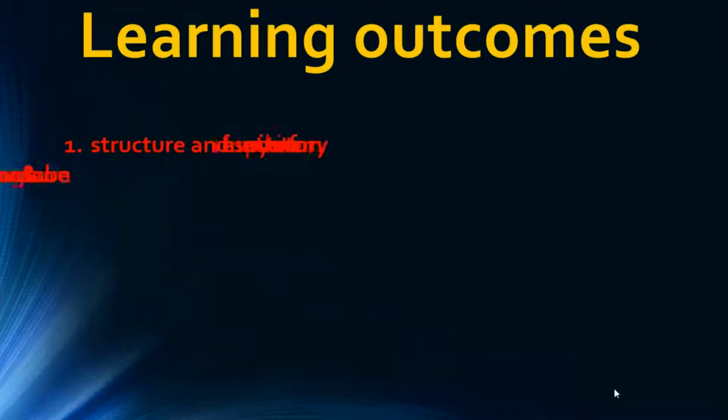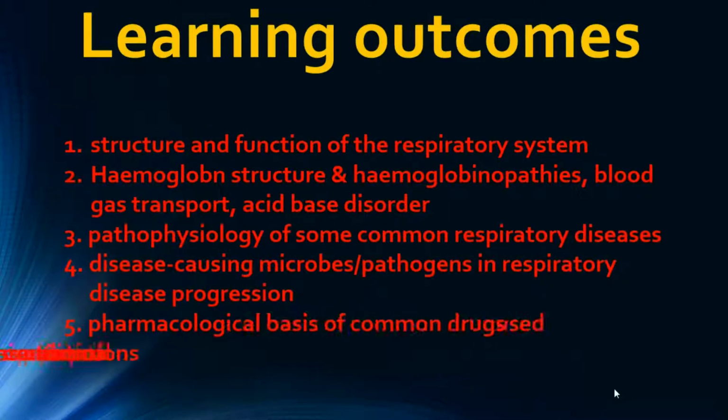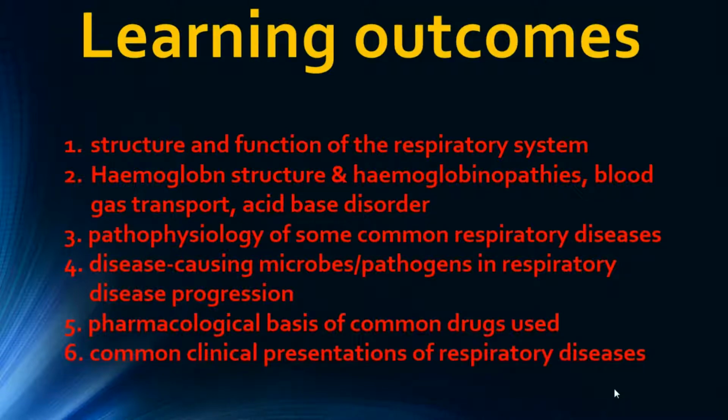Upon completion of this course, we hope you will be able to understand the structure and function of the respiratory system, the hemoglobin structure and hemoglobinopathies, the mechanism of blood gas transport and acid-base disorder, the pathophysiology of some common respiratory diseases, the disease-causing microbes or pathogens in respiratory disease progression, the pharmacological basis of common drugs used, and the common clinical presentations of respiratory diseases.